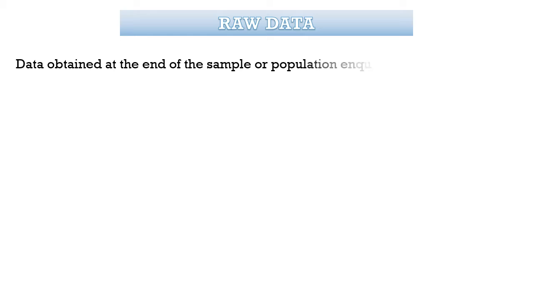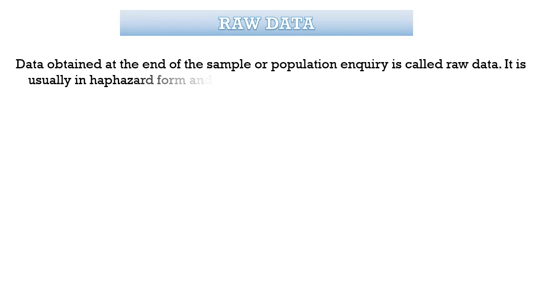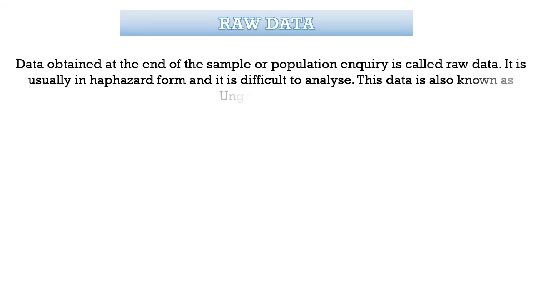Next is about data. Now again, data has two types when we are talking about presenting it. In the first chapter we learnt about how to collect the data. So whenever we are collecting the data, that data obtained at the end of the sample or population inquiry is called raw data. Raw data means we can call it kacha or haphazard or not arranged properly. So it is in a haphazard form and it is actually difficult to analyze this data, and this data is also known as ungrouped data.